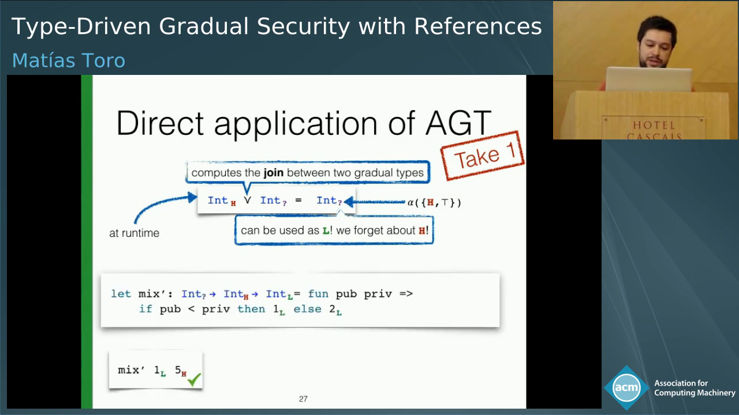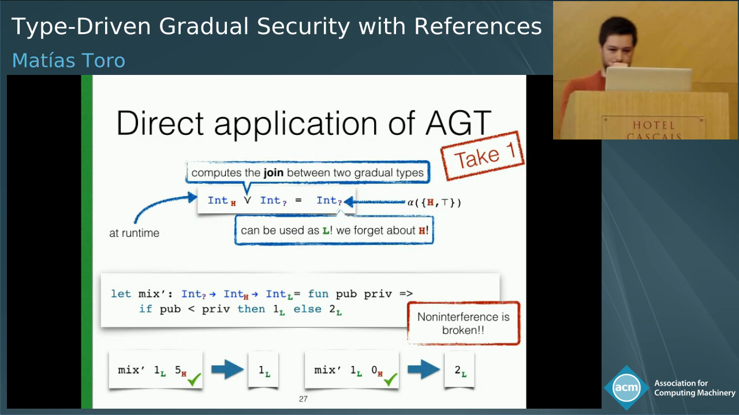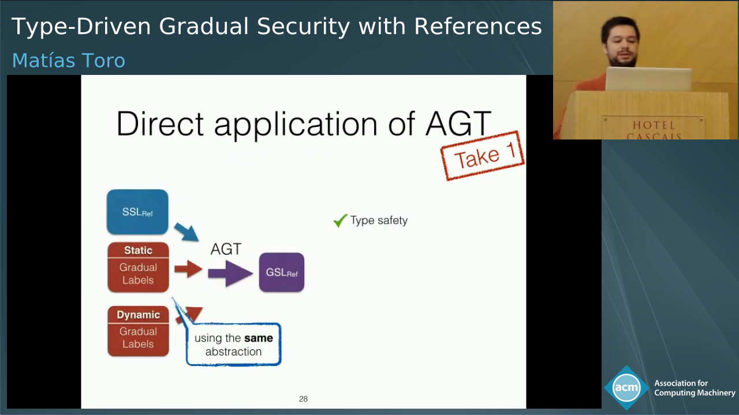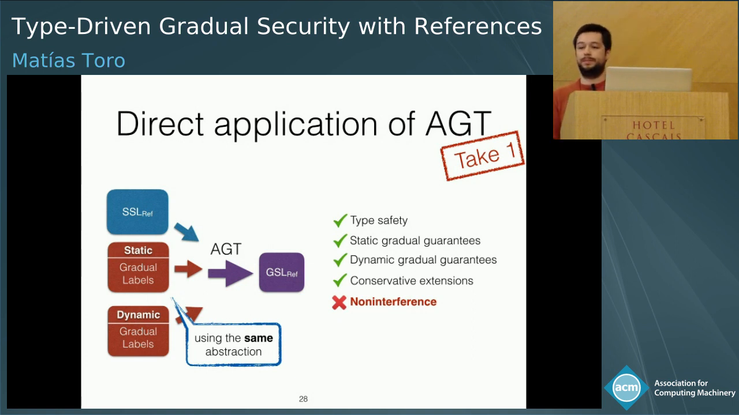So if we consider this function mix, where now the first argument is unknown, it has an unknown security label, and if we call it with two different private second arguments, we're going to get two different public results. So this is breaking noninterference. So the direct application of AGT satisfies type safety, the static error guarantee, the dynamic error guarantee, the conservative extension, but we don't have noninterference.